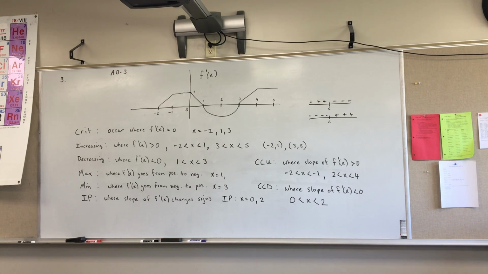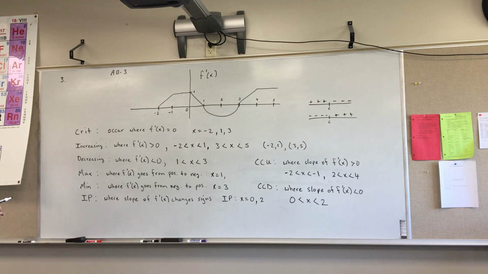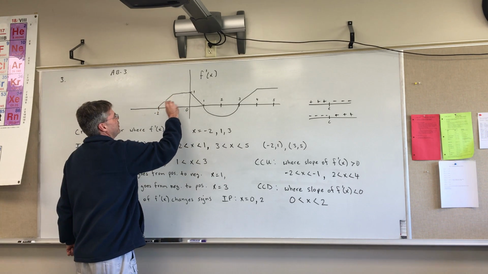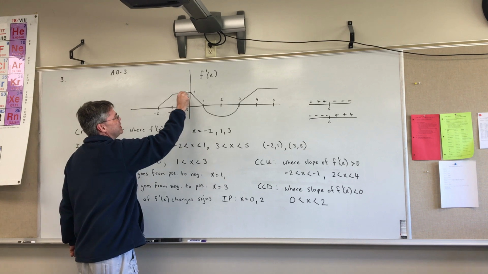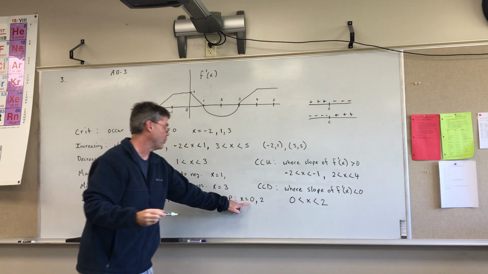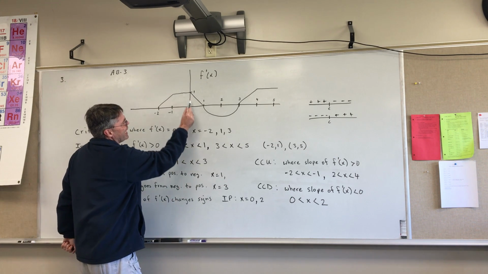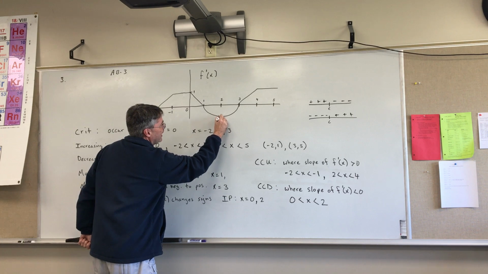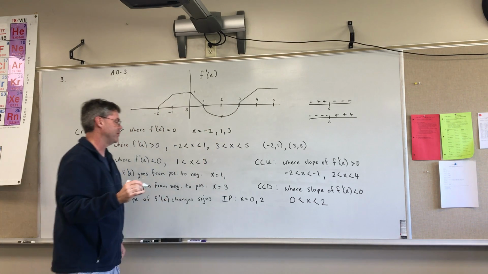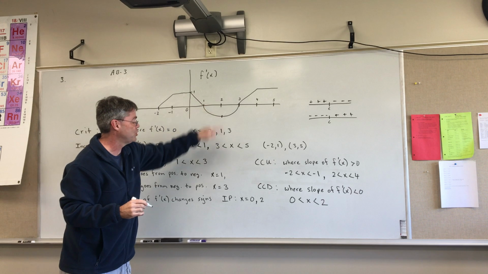Where do we have an inflection point? Well, it's where the slope of the derivative, which is just going to be the second derivative, changes signs. So the slope of the derivative, f prime of x, is positive here, it's flat here, and then it goes negative there. So we have an inflection point at x equals 0 because it changed signs there. And it continues negative until you get to 2 right here. And there it goes from negative to positive. All right, so the inflection points are at 0 and then again at 2.